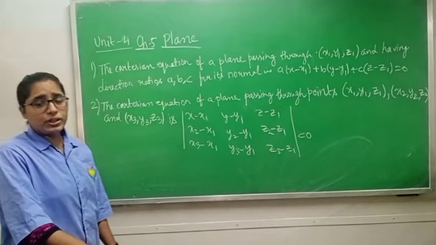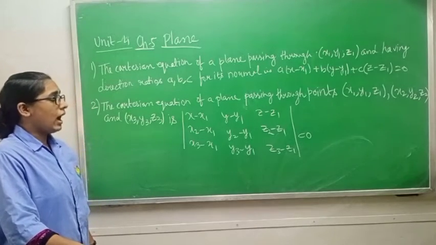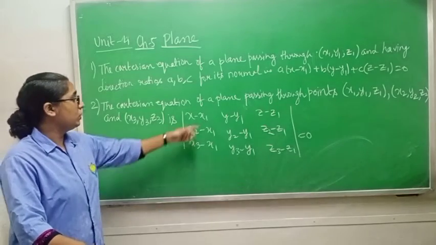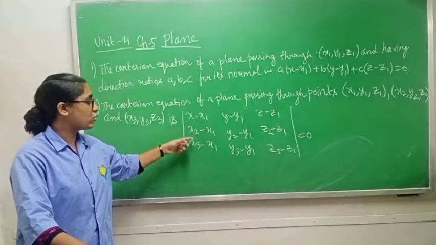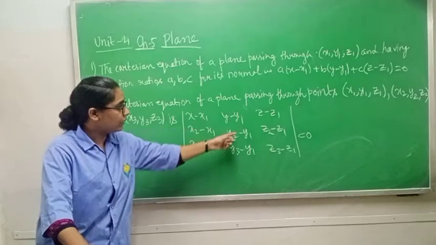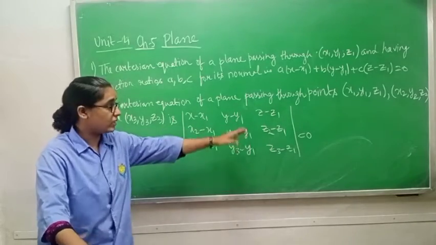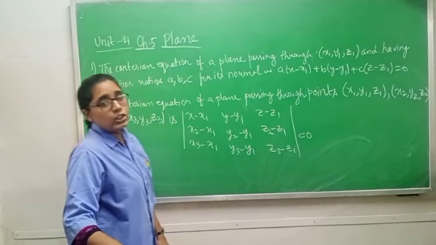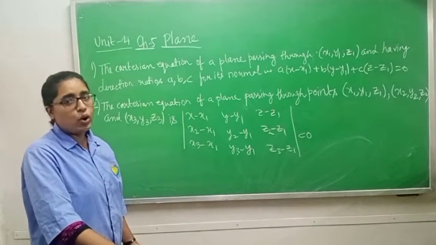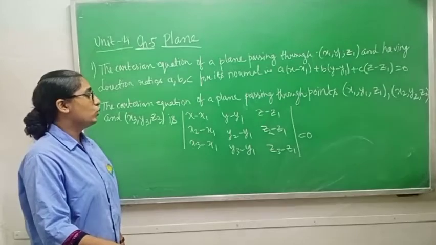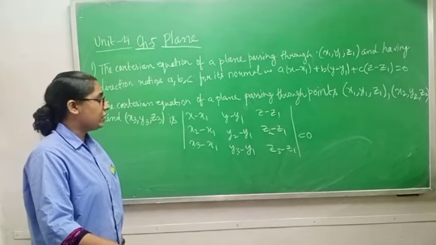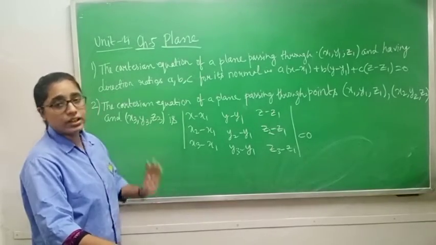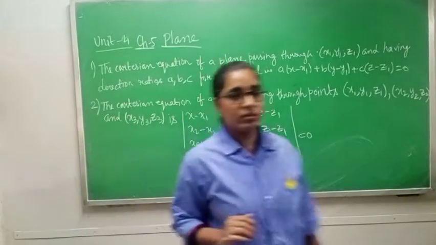So when 3 points are given to you and they ask you to find the equation, at that time you will put the x1, x2, x3 values, the same for y1, y2, y3 and z1, z2, z3 values, and after that you will find the determinant, as you know how to find a determinant, and you will get one equation in terms of x, y, z. Okay, when 3 points are given to you.